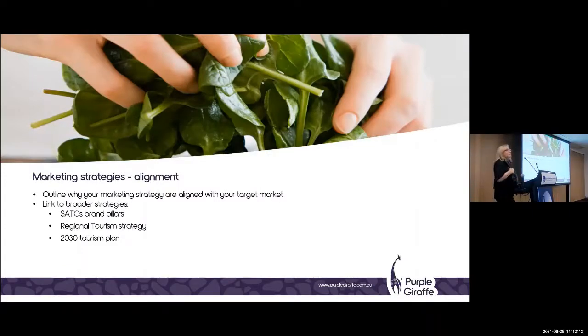Then you need to actually align your strategies to that target market. I've talked about this before, but also to the broader market, so the broader marketing strategies. Again, like the example I gave before, if the 2030 tourism strategy identifies X, and you've chosen X and Y because it's aligned with that strategy, super good. Make sure you tell people.